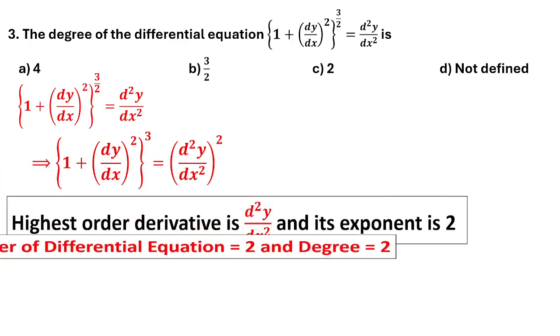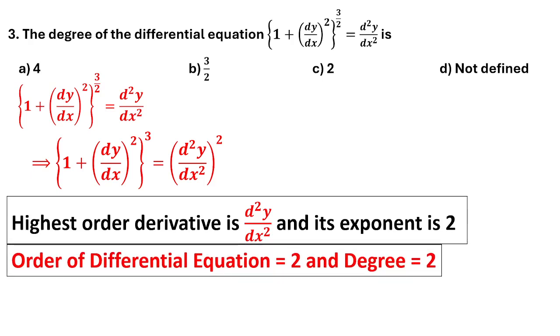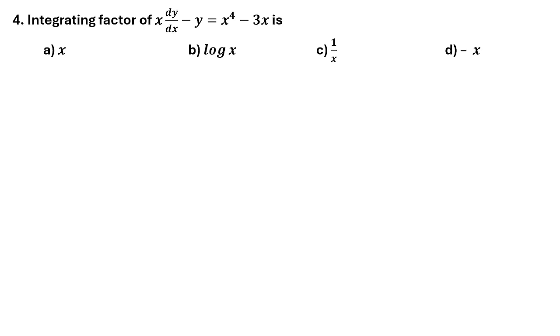Power is 2. Therefore, the order of the differential equation is 2 and the degree is equal to 2. Therefore, the answer C is 2. Now, with these types of problems you should be a little bit careful. The given differential equation has to be expressed as a polynomial in derivatives, then we have to find out its order and degree. Question number 4, integrating factor of.